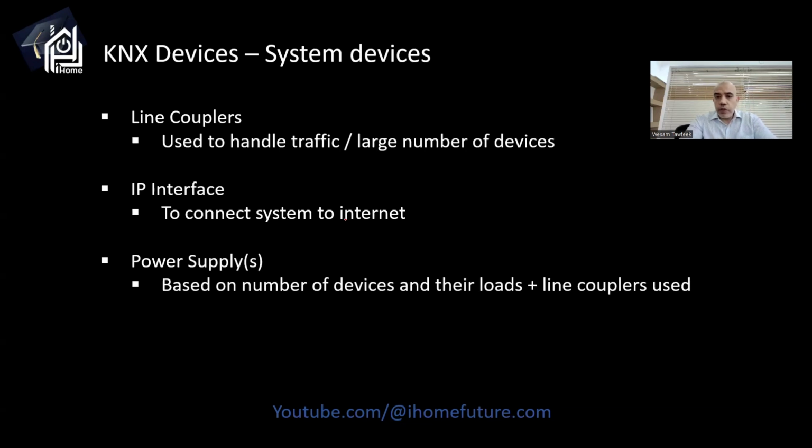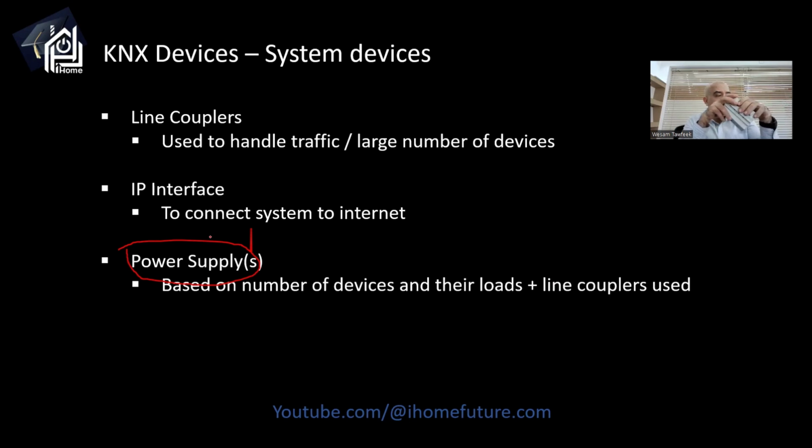After that, I can go to the system devices. The most important device in the system devices is the power supply. And I calculate the power supply based on the number of devices I have and how much power each device is consuming. So each KNX device will have a specific consumption of power. Normally it comes in milliampere, mA. And then I need to sum up all the power consumption of all the devices I have on one line. And then I need to get a power supply that at least gives the same power.